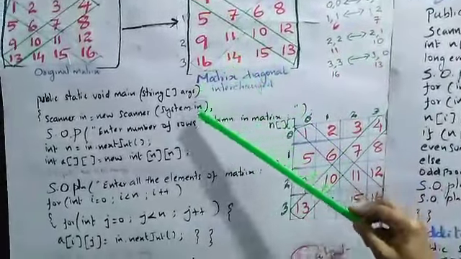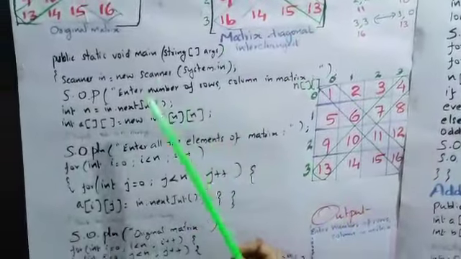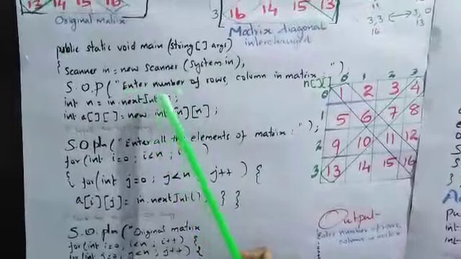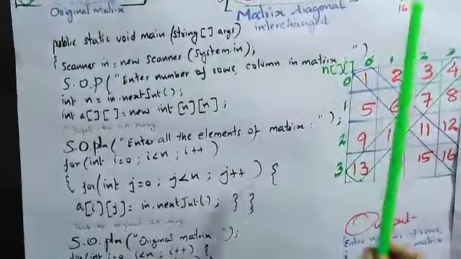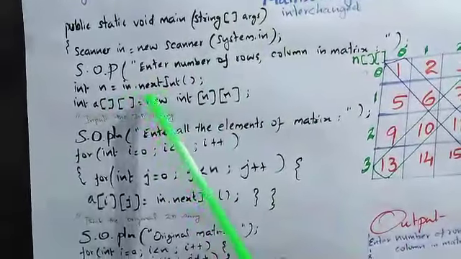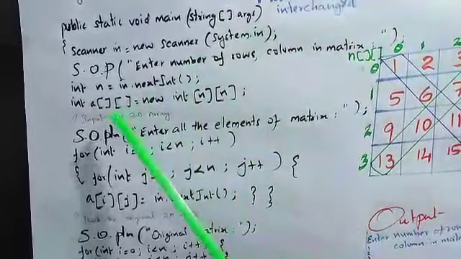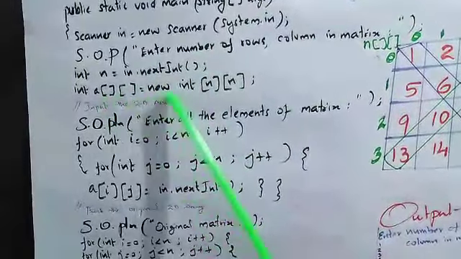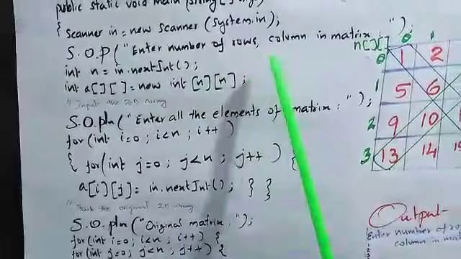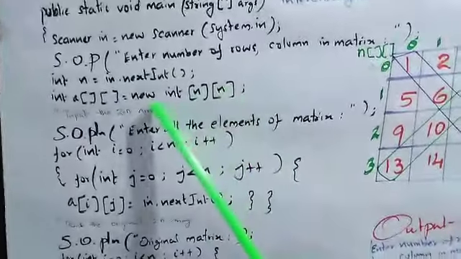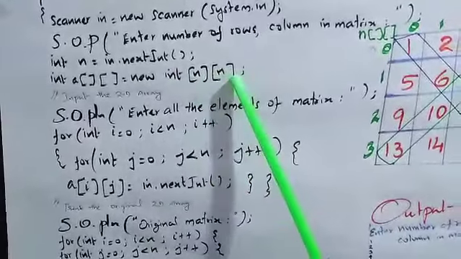Now we come to our program. We are using the Scanner class here. You have to enter the row and column of the matrix. Then int n is equal to the Scanner input. Then you input the rows and columns; how many elements is not given, so you have taken n. A new int n rows and n columns.